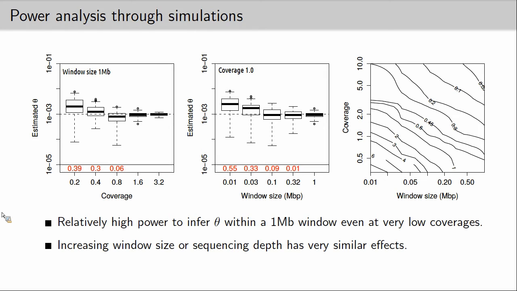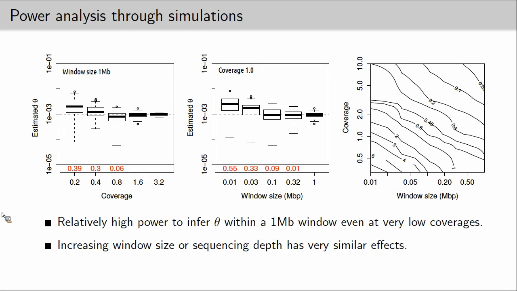Similarly, we can simulate 1x coverage, but then ask, how does the window size affect things? How many sites do I require to accurately infer heterozygosity if the coverage has a certain number? I should say, this is not coverage per site, but the average coverage we simulate in the window. Again, we see that if the window size approaches about 1 megabase, we get quite accurate inference. If we have much less data than that, there is some bias, okay? So generally, 1x coverage and about 1 megabase, 1 million sites, are required.